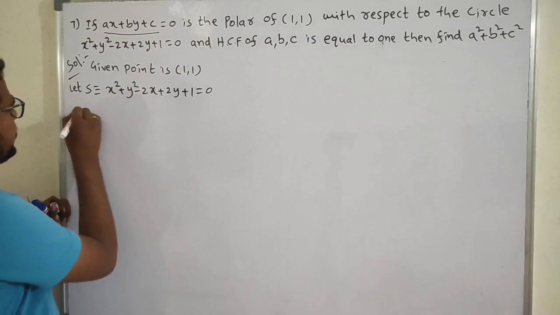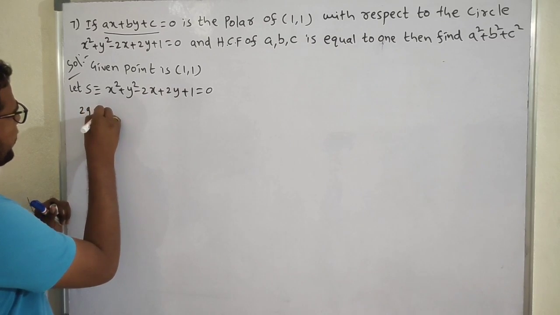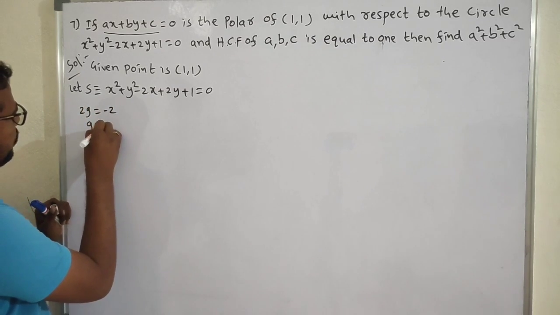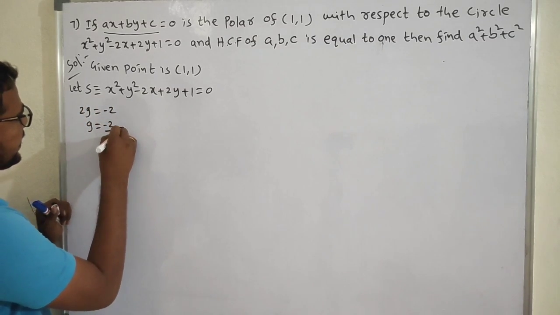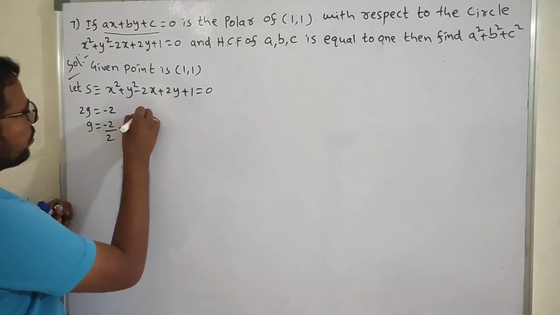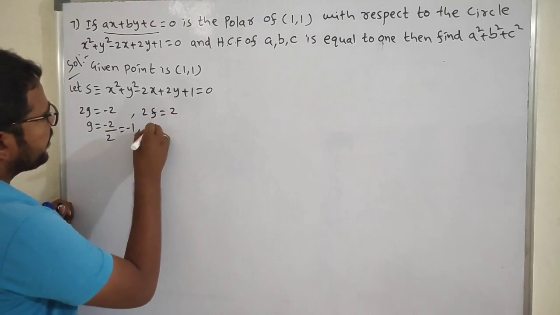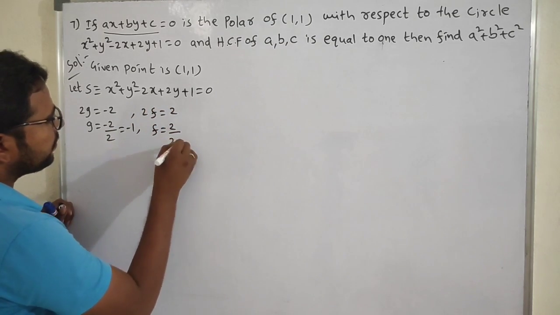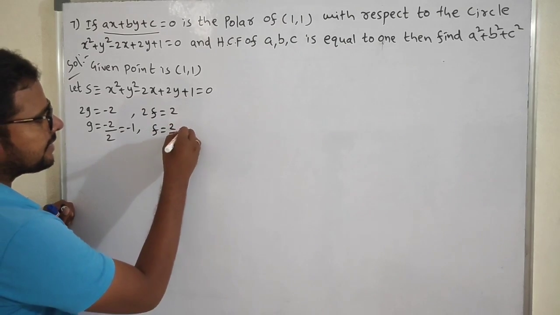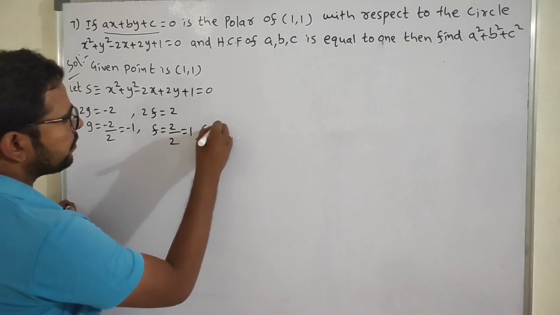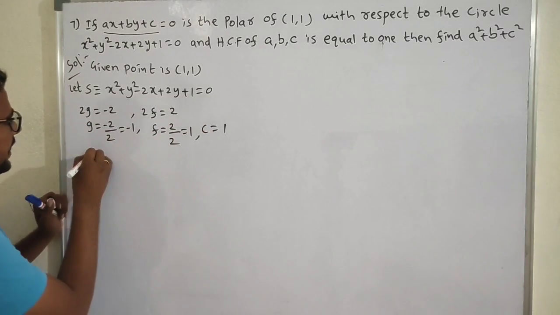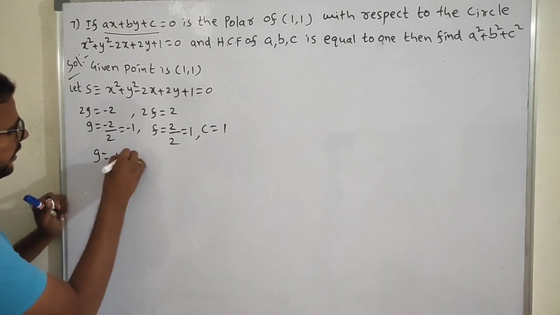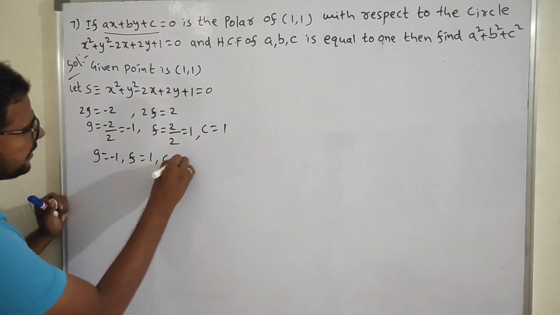So 2g = -2, g = -2/2. The 2s get cancelled, g = -1. 2f = +2, f = 2/2, the 2s get cancelled, f = 1. And c = 1. So g = -1, f = 1, c = 1.